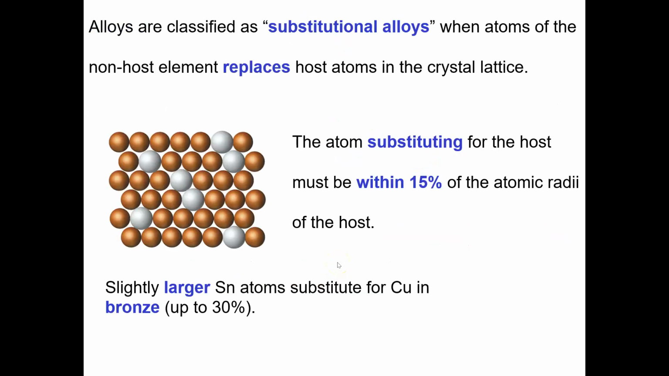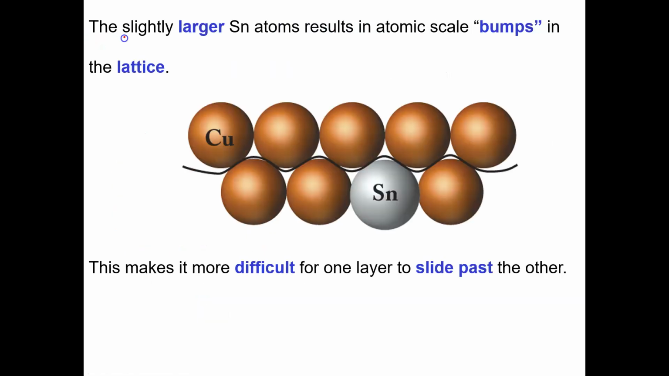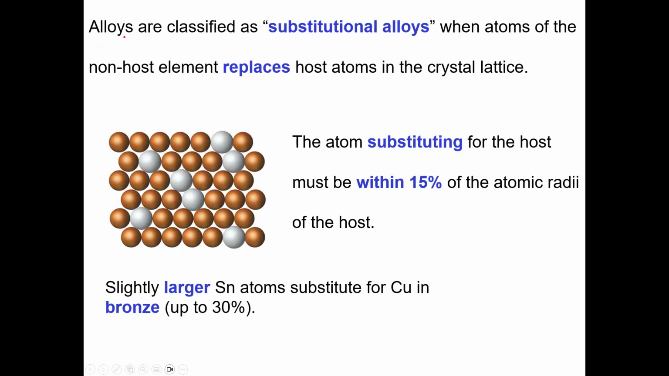There are two ways of classifying alloys. One way is to classify alloys as what we call substitutional alloys. And in a substitutional alloy, what happens is atoms of the non-host element replace host atoms in the crystal. So that's what's happening in bronze. We take out a copper and we replace it with a slightly larger tin.